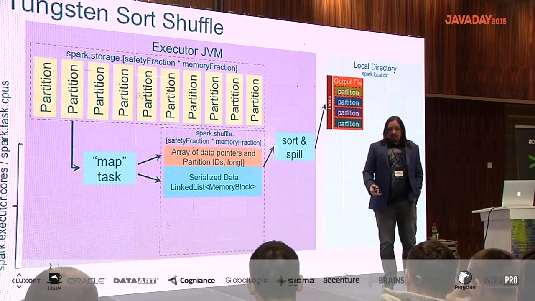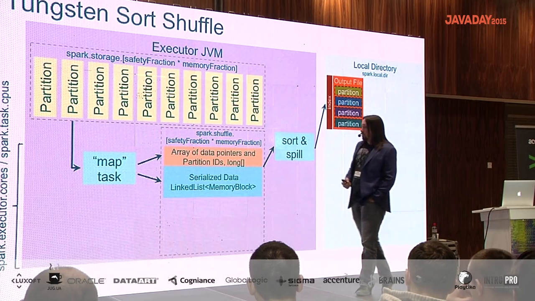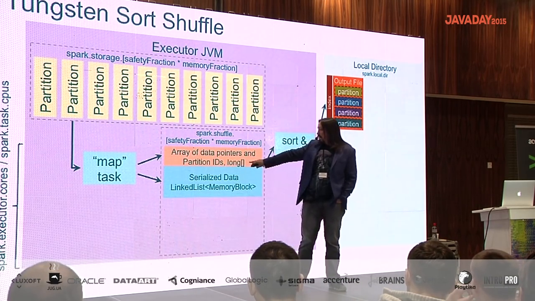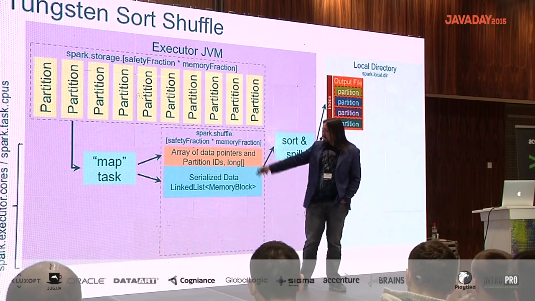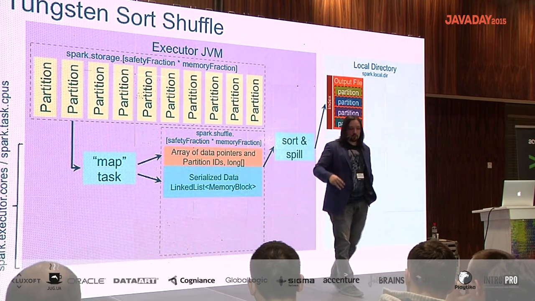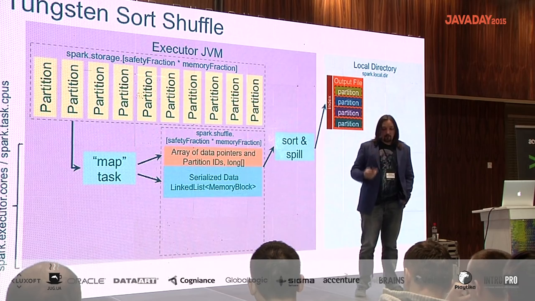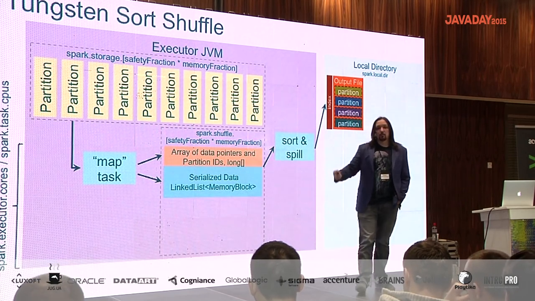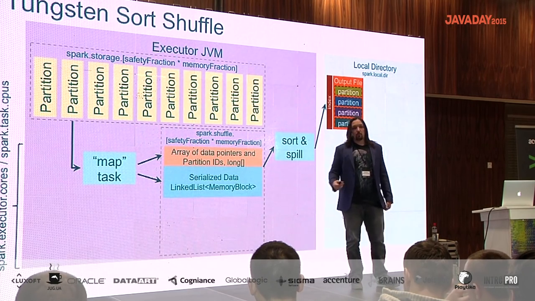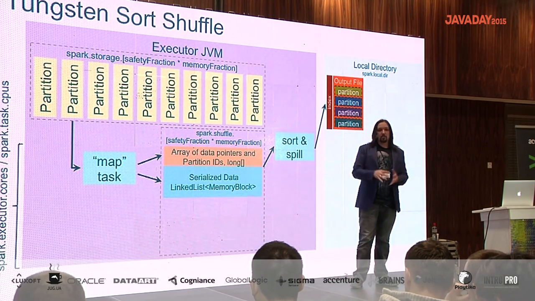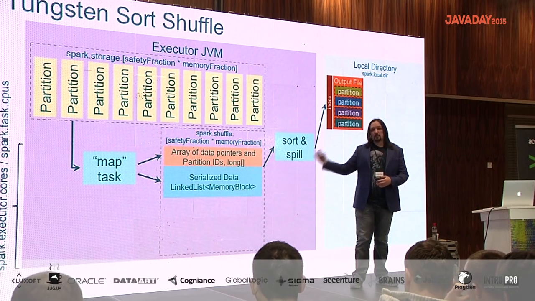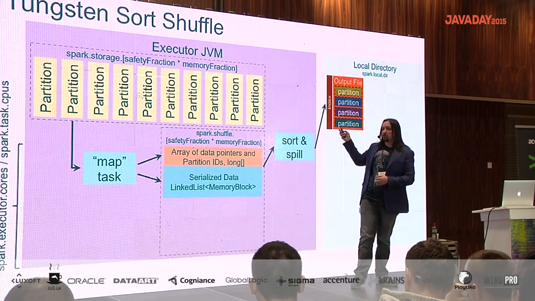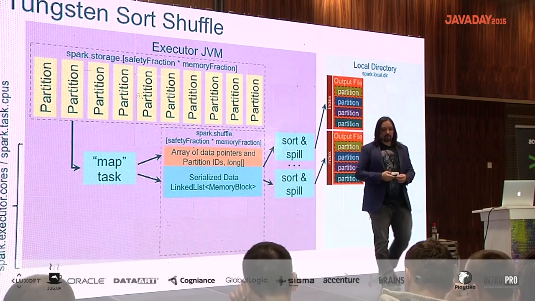As you might understand, the limitation of this implementation is that these pointers store only the partition ID and a list of pointers to specific data entries. The problem is that it sorts only by partition ID. It cannot sort by a specific field. So if you want not only partition, but partition and sort at the same time, with sort shuffle you can do it. With tungsten sort, no, you have to sort on the reducer side.